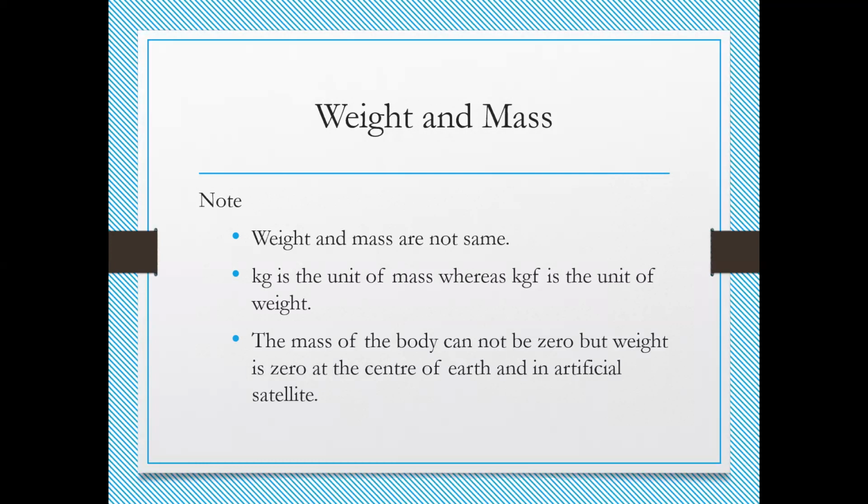And lastly, the mass of a body cannot be zero. It will have some matter in it and it will have some mass. But weight is zero at the center of Earth and in an artificial satellite. This means the mass of a body can never be zero, but yes, the weight of a body can be zero depending on the position of the body. For example, here it is given that weight will be zero at the center of the Earth and in an artificial satellite, where we don't have any gravitational force acting on that body.